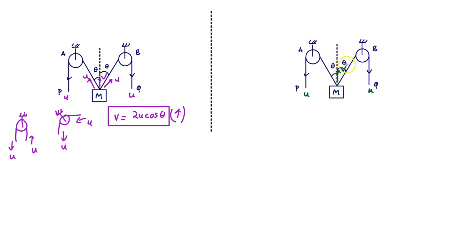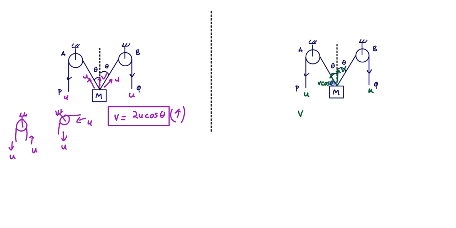So I have a feeling that the component of this vector along the string should also be u. So what do I mean by that? Let me write down the equation first. V resolved along this direction. So the component of v in this direction, along the string, is what?